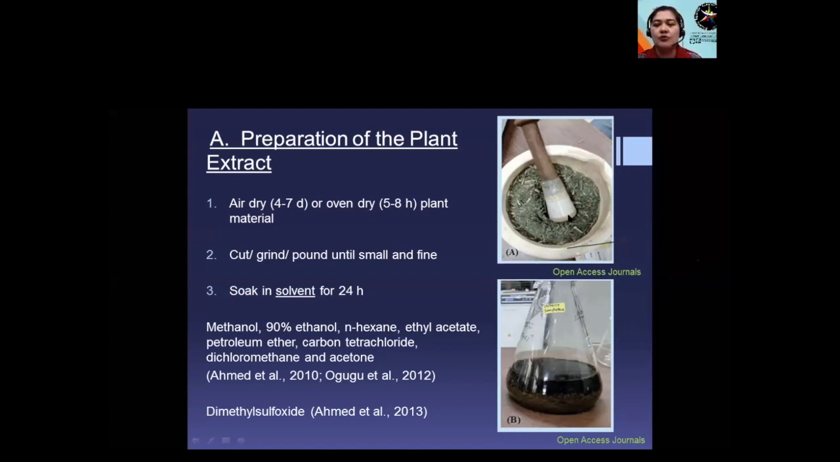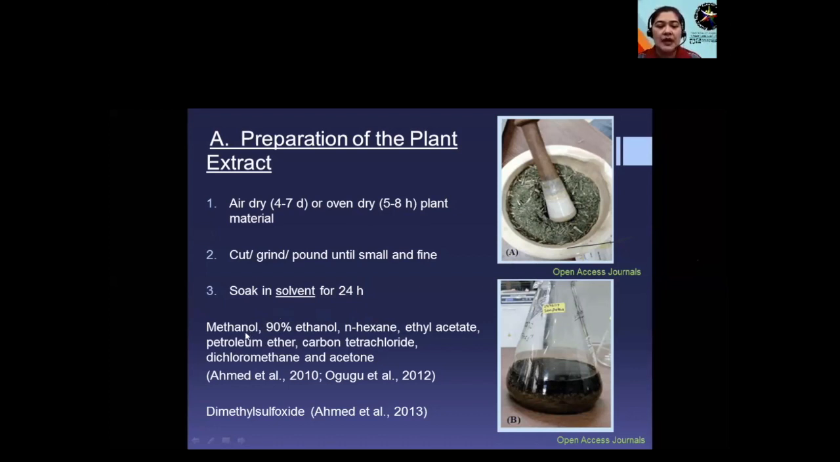And then you pound it. So ganito po ang kalalabasan niya. Talagang pinong-pino na siya. Now, what do we do next? Ibababad natin sa solvent. Very important po ang solvent natin for 24 hours. Iwan po natin siya. Just enough to cover lang po.